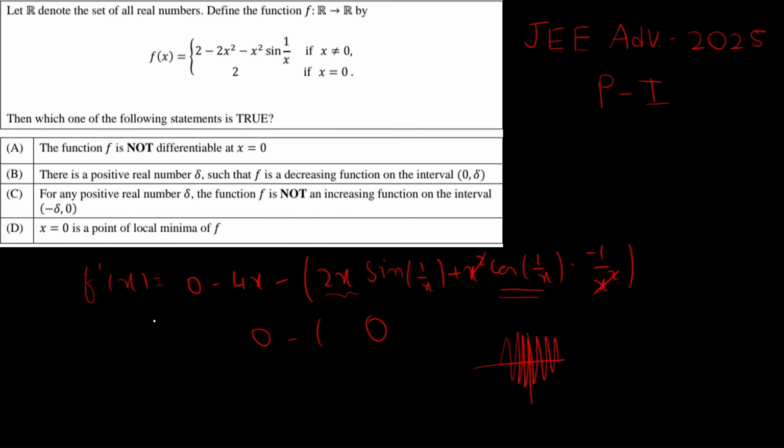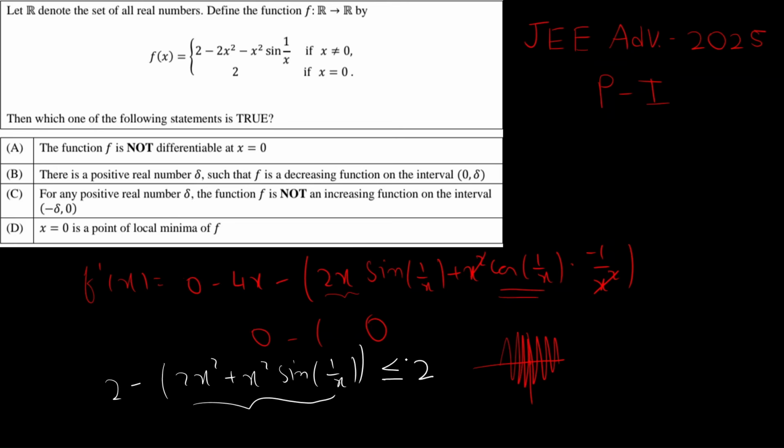Let us see. If x is not equal to 0, the function is defined as 2 minus 2x square minus x square sine 1 by x, right? Which is nothing but 2 minus (2x square plus x square sine 1 by x). This term will always be positive irrespective of any value of x, or at the least it will be 0. So 2 minus this thing will always be less than or equal to 2 itself.